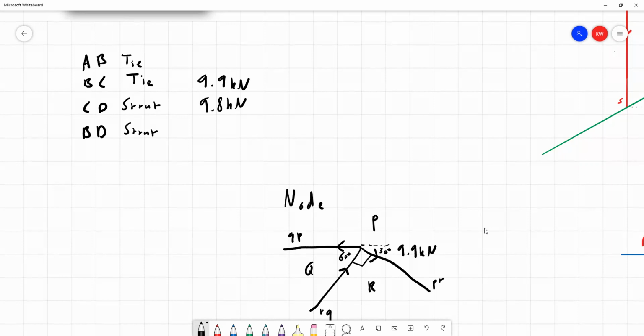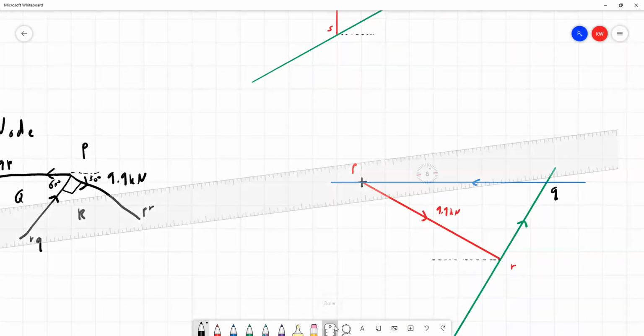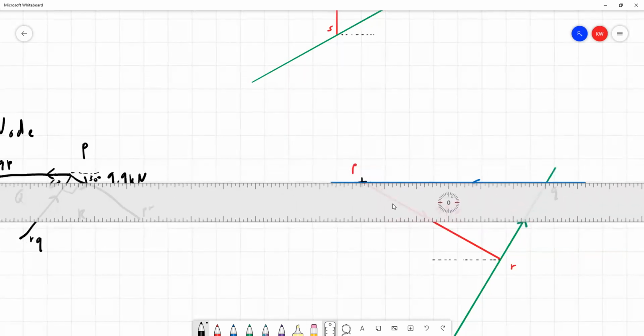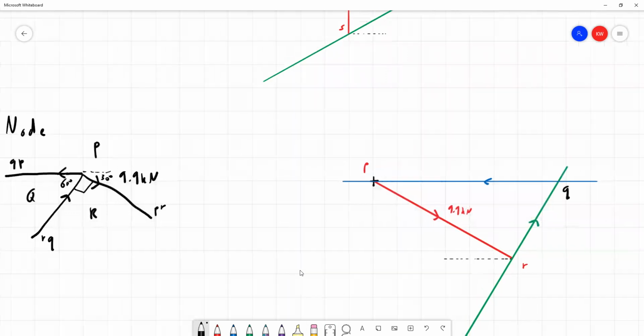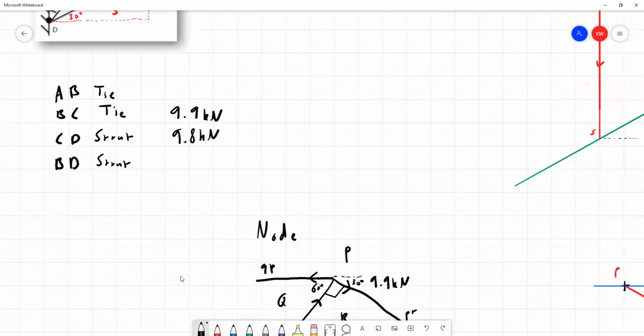So all that remains is to measure the magnitude of each of these vectors and convert it back into kilonewtons. So measuring my vector QP here, it's 11 and a bit, somewhere between 11 and 11 and a half on my diagram. Now, this corresponds not too badly to the correct answer, which for AB is 11.2 kilonewtons.